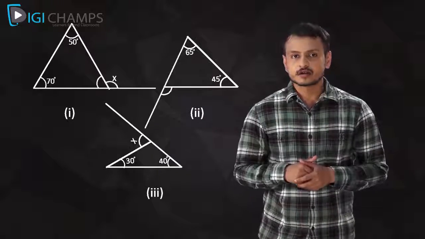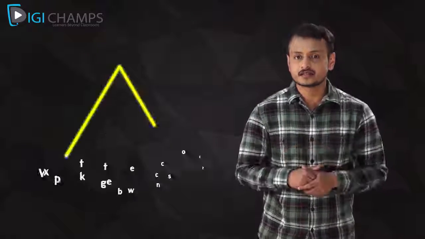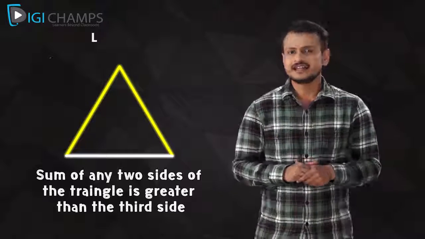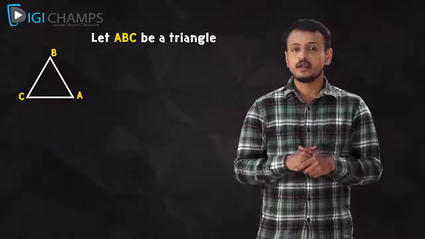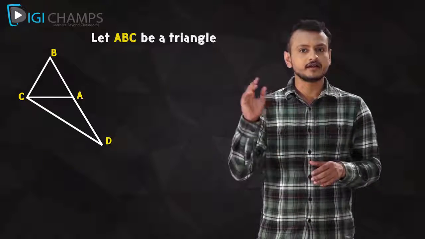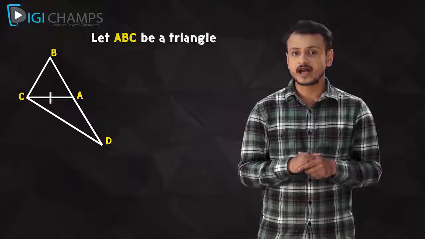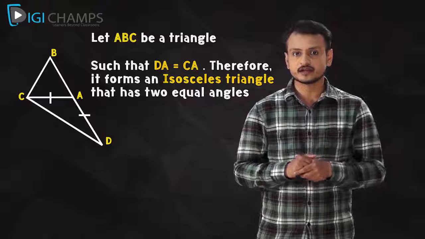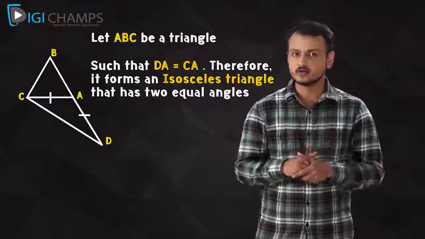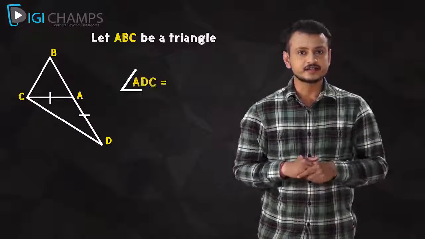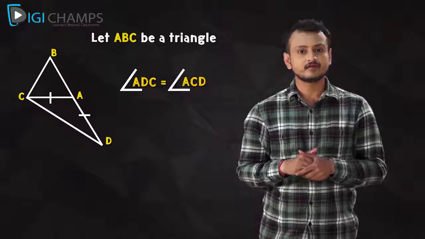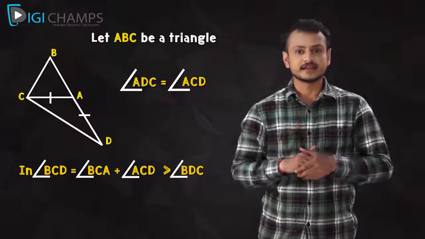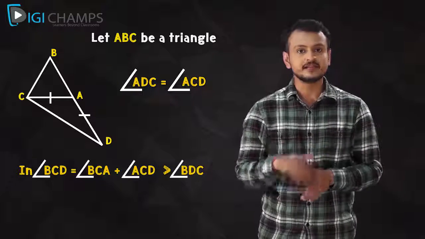Now let us talk about another property of a triangle. That is, the sum of any two sides of a triangle is greater than the third side. Let ABC be a triangle. Now extend BA to a point D into a straight line such that DA is equal to CA. Therefore, it forms an isosceles triangle which has two angles equal. So, angle ADC is equal to angle ACD and therefore angle BCD is equal to angle BCA plus angle ACD, which is greater than angle BDC.